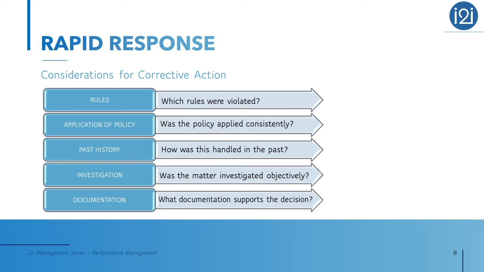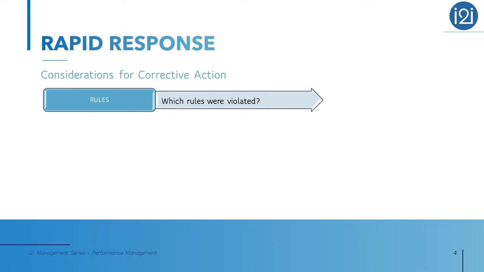When there's an issue with performance, you need to have a rapid response. Here's an acronym that will help you remember the considerations for effective corrective action. Rules, application of policy, past history, investigation, and documentation. First of all, R stands for rules. Which rules were violated?